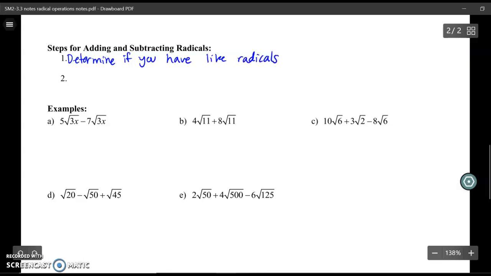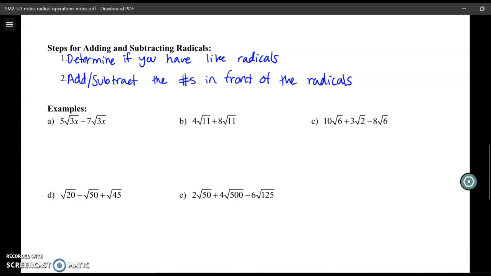Okay, that should be the easy part. The second step is to add or subtract the numbers that are in front of the radicals. Okay, let's take a look at what that would look like.